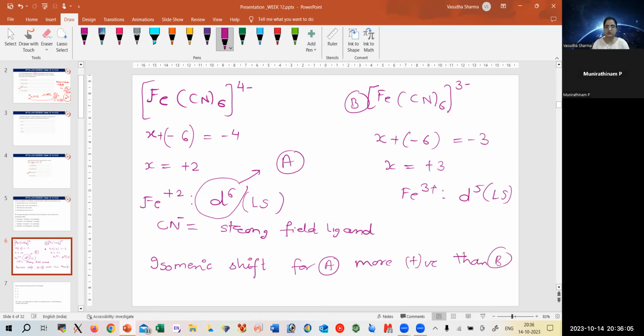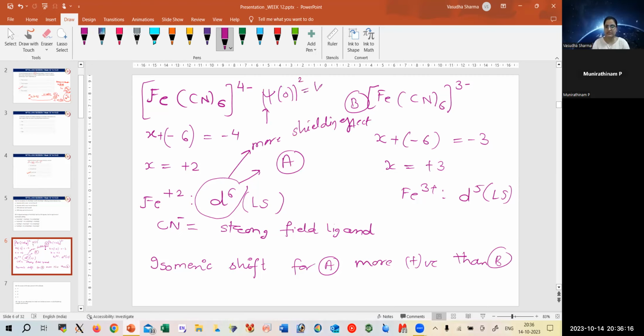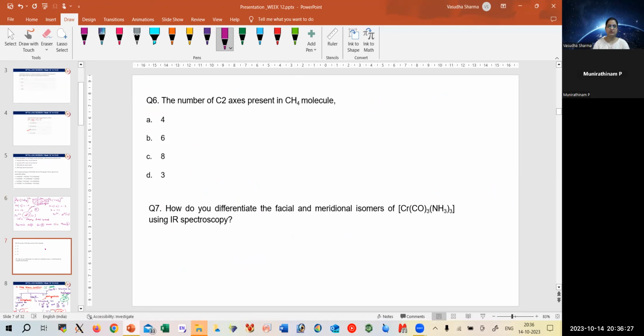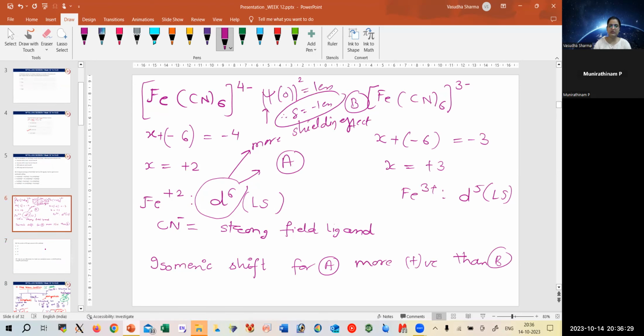Because here d electrons are more, it will be giving you more shielding effect. When shielding effect is more, then psi square value would be less. When this is less, therefore less negative or more positive delta value. So you were right that isomeric shift value for A is more than B. The second point that we were having is about the electric field gradient. We will just check it.